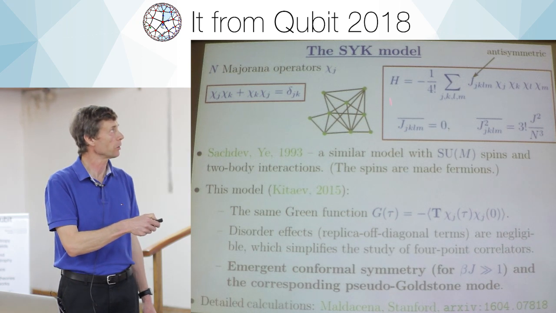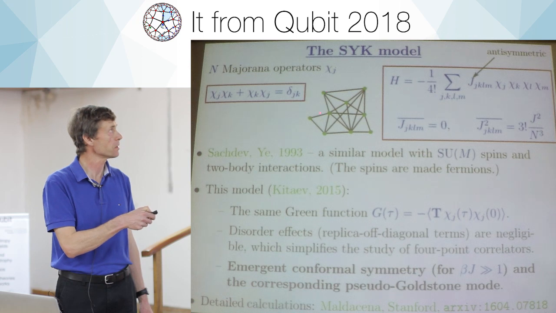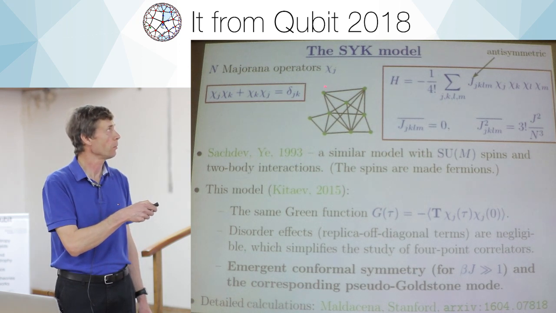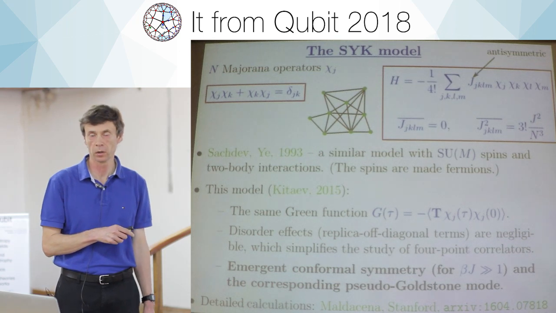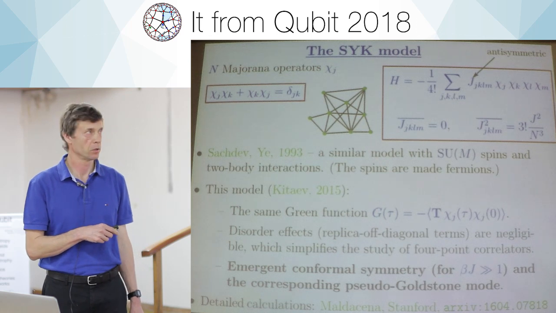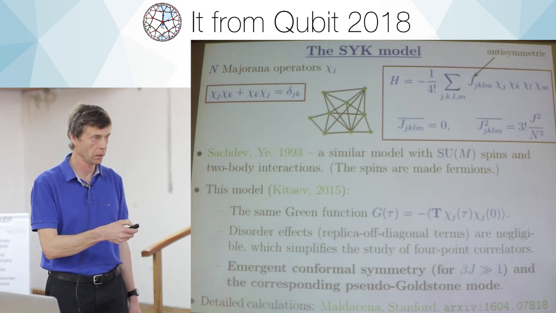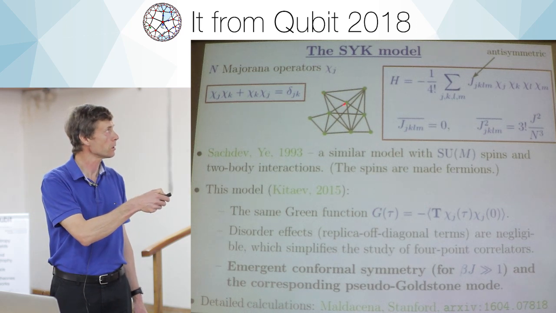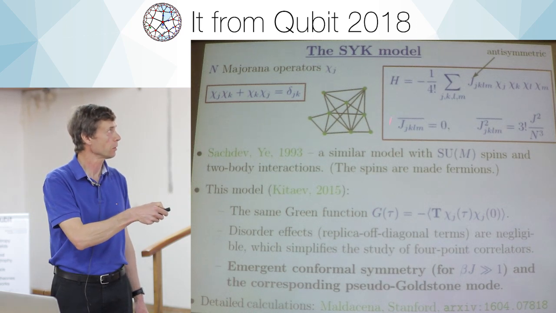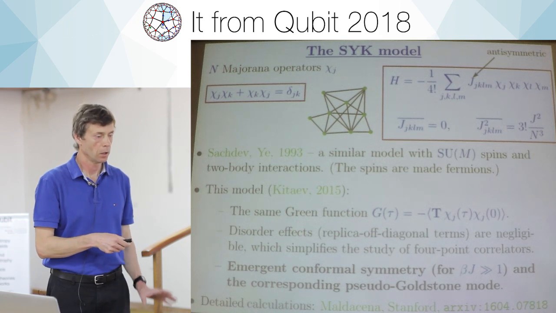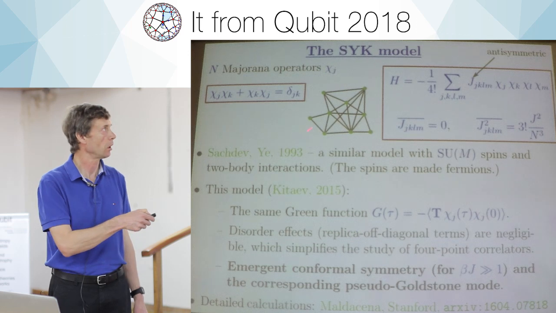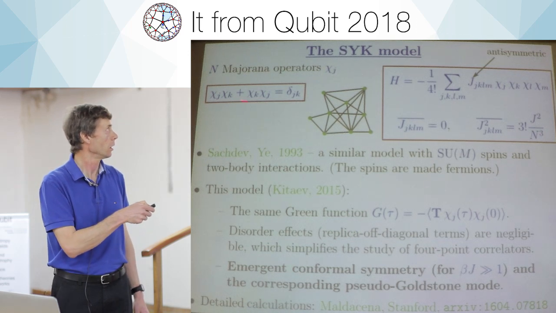We may think about N sites, where N is a large number, and there is a Majorana mode on each site. It's a quantum mechanics model, 0 plus 1 dimensional. There is only time and no space. All these green dots form just one blob. There is no spatial structure. Everything is connected with everything here.